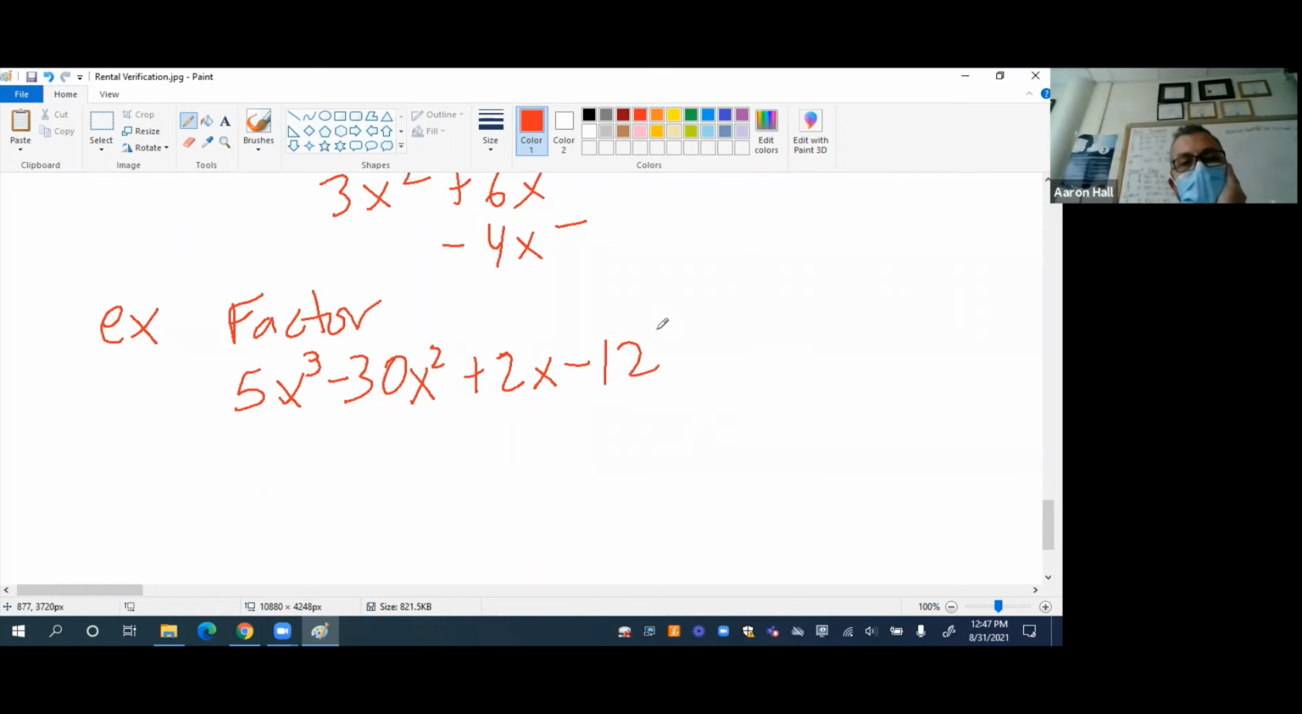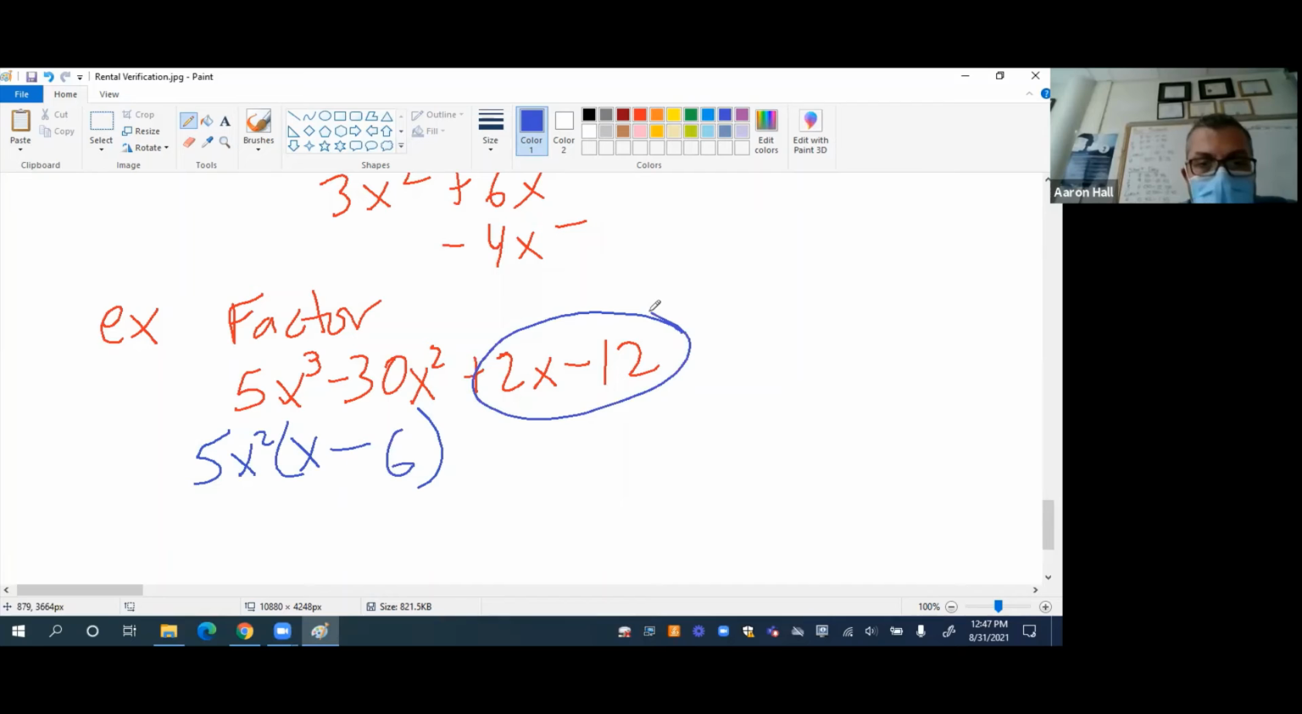Can we factor something out of all these terms? No. Can I factor something out of these two terms? Yes. What? 5x squared. Okay, let's factor out 5x squared. What's left over? x minus 6. Can I factor something out of these two terms? Yes. What? 2. So I have plus 2. What's left over? x minus 6. What can I do from here?